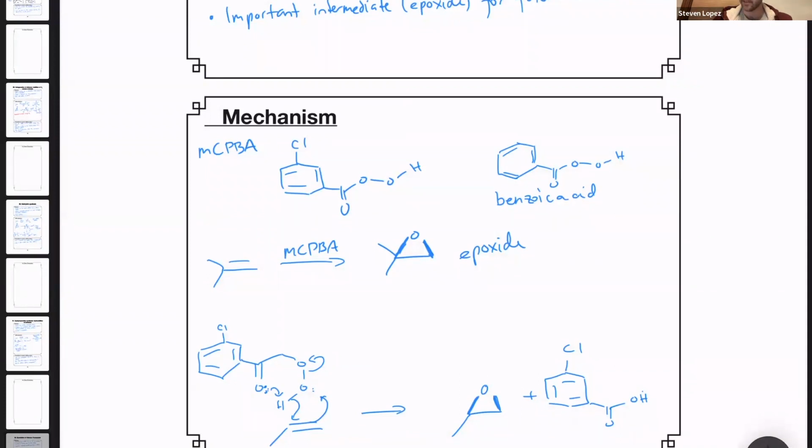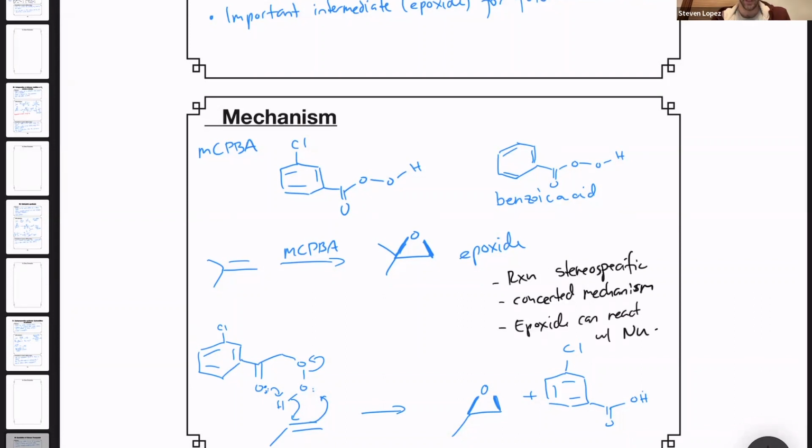So like some of the reactions we've covered already, this reaction is stereospecific. It has a concerted mechanism. And the epoxide can react with nucleophiles.